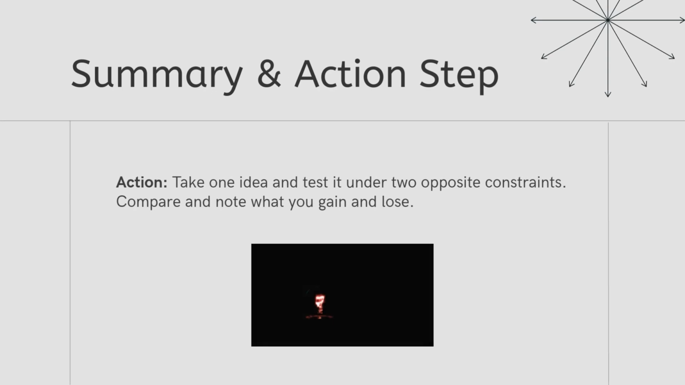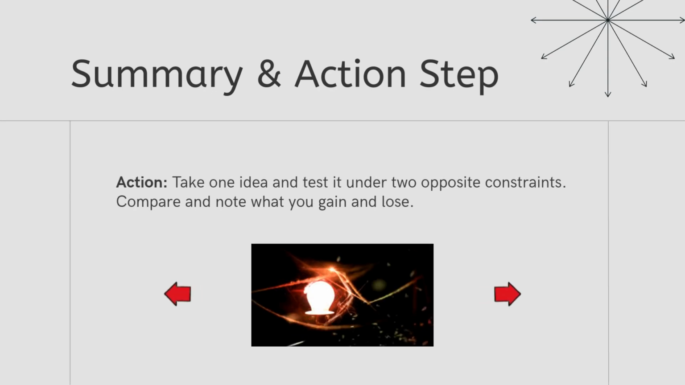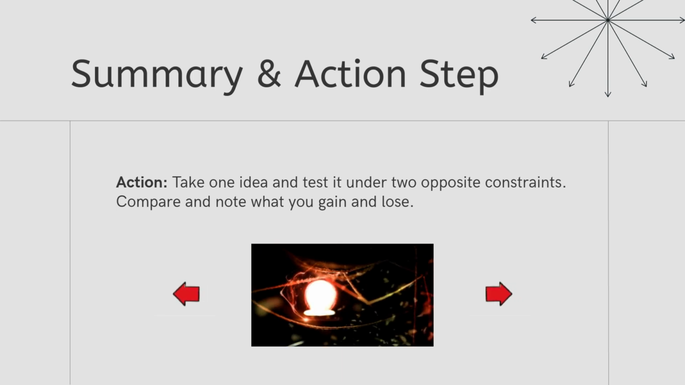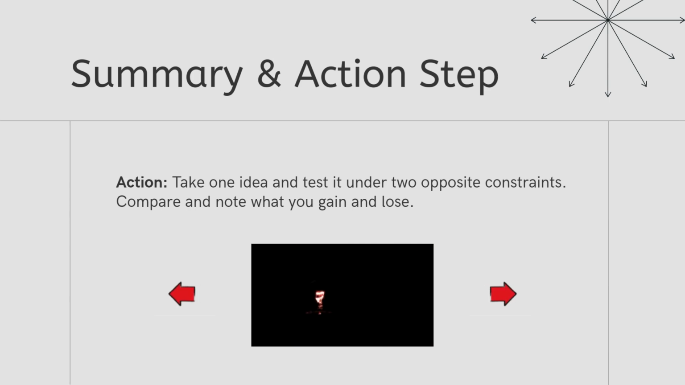To summarize, constraint juxtaposition sharpens thinking through contrast. Your action step is to take one idea and test it under two opposite constraints. Compare the results and notice what each version reveals.